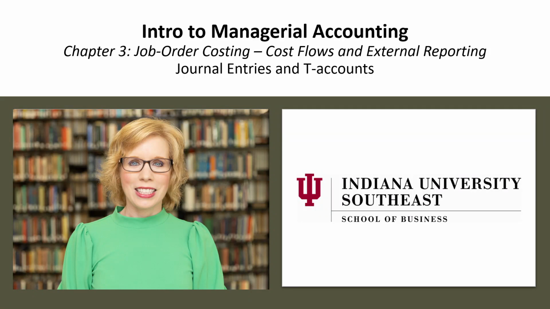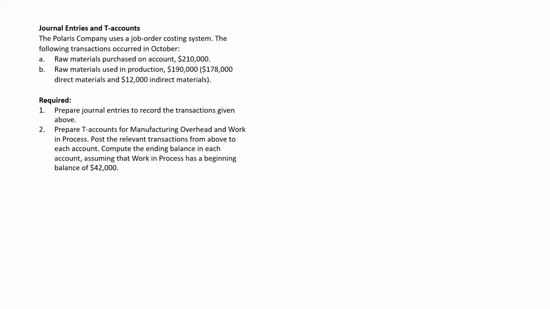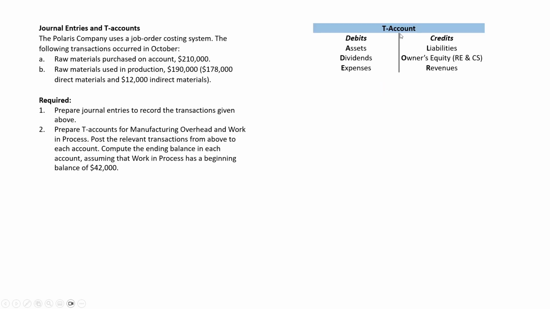In this video, I'm going to walk through some unique circumstances or differences with journal entries and T accounts for a manufacturer versus a merchandiser or a service company. Before I jump into the specifics, let's just refresh ourselves briefly on the rules of debits and credits. And recall, for any account, the left-hand side is a debit, whereas the right-hand side is a credit.